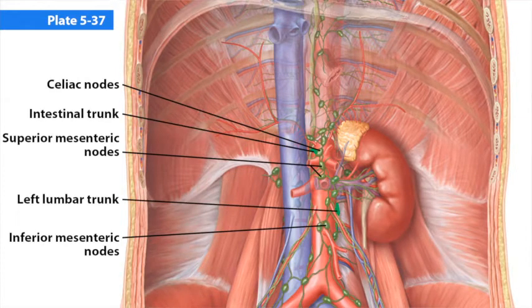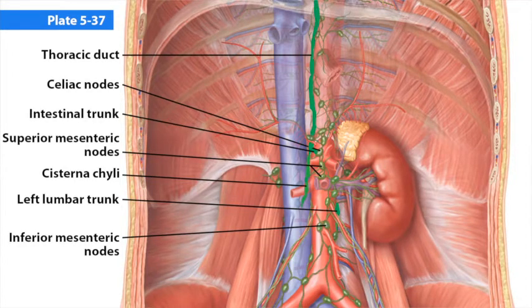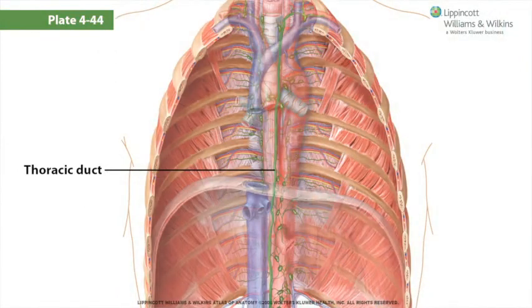The intestinal trunk and left lumbar trunk drain into the cisterna chyli, the dilated origin of the thoracic duct found at about the level of the second lumbar vertebra. The thoracic duct ascends into the thorax through the aortic hiatus. If you've watched the Solid Anatomy lecture on the thoracic wall, you may recall that the thoracic duct passes through the posterior mediastinum between the aorta and the azygos vein, continues through the superior mediastinum, and enters the neck, where it joins the venous system in the vicinity of the junction of the left subclavian and left internal jugular veins.